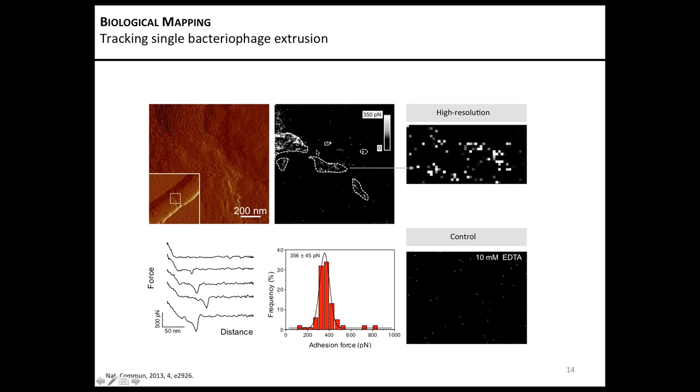So we only analyze the force curves on the top of the cells, and this is a typical force curve you can have. So it's always adhesion around 350 piconewton, which is a good value expected for this kind of interaction.